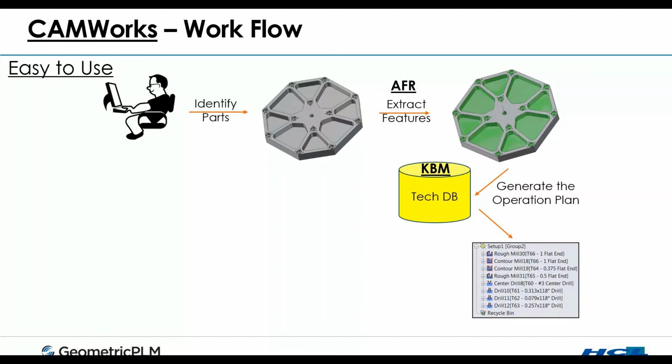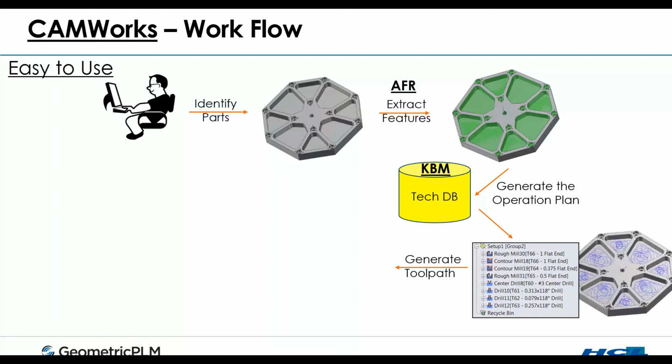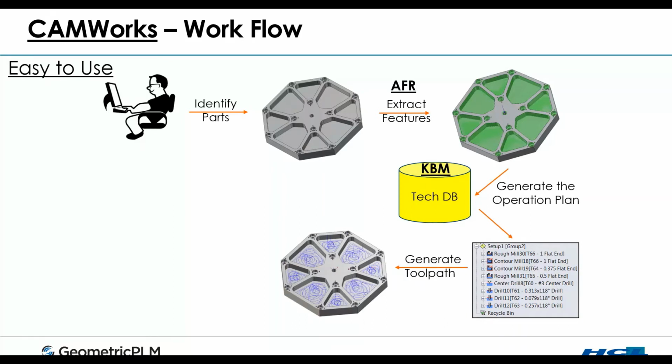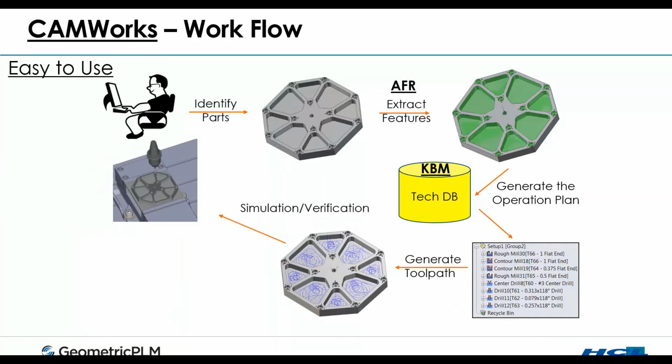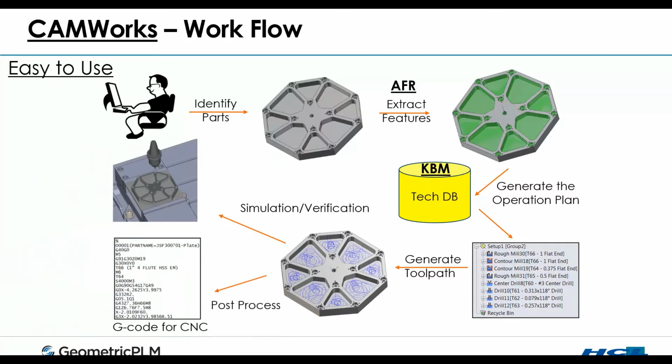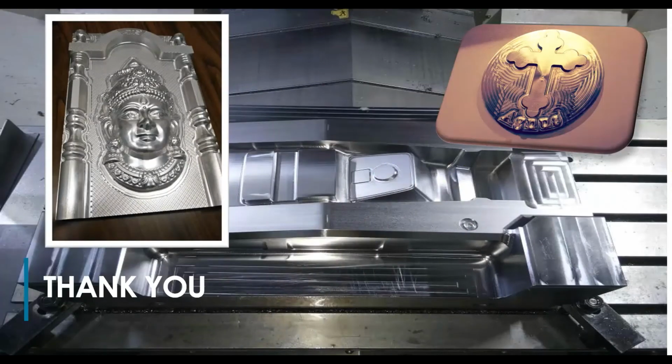It will help you create a program like this, right? After you generate the operation plan, you can generate the toolpath, which will look like this. You can verify it, simulate it, and after simulating it, you can post process it into an NC file which you can directly share to the VMC machines, which will cut your part as per the desired profile. Okay, so that is the basic procedure of how it works.